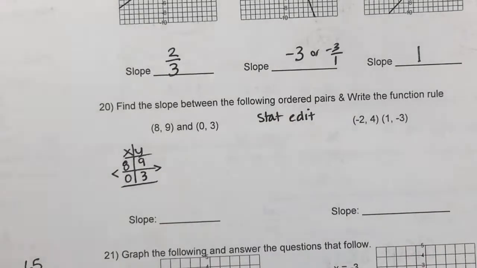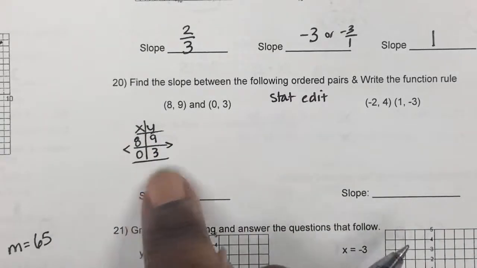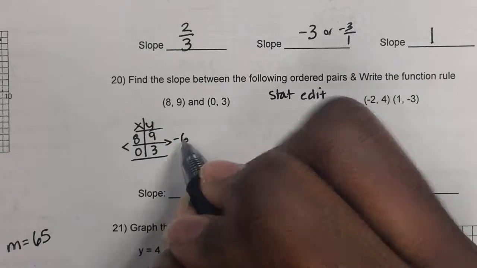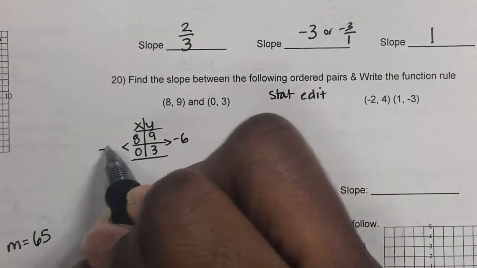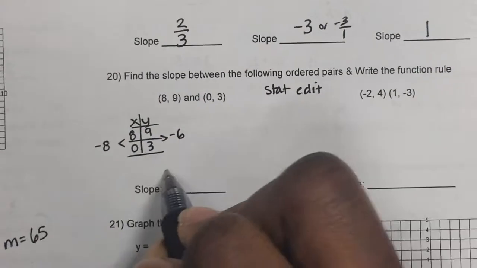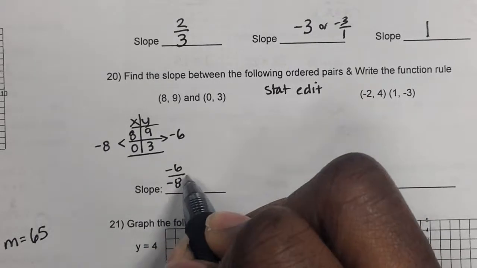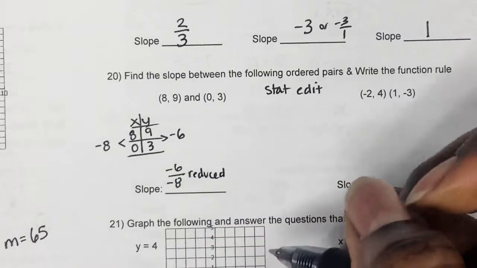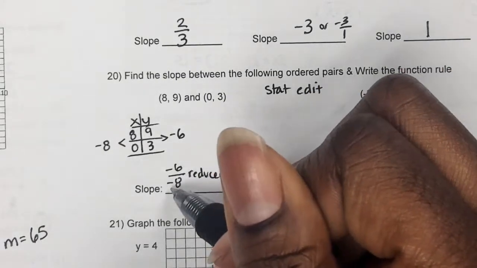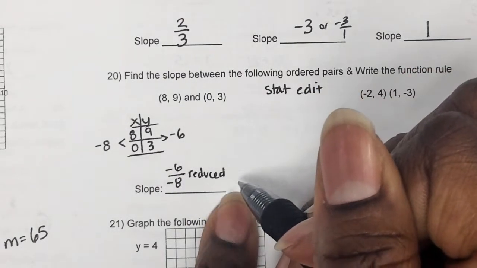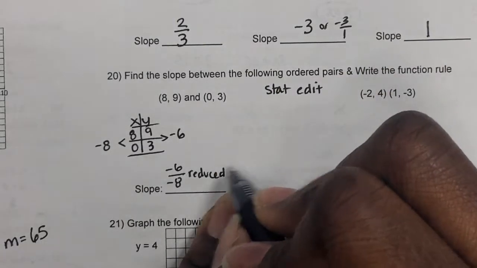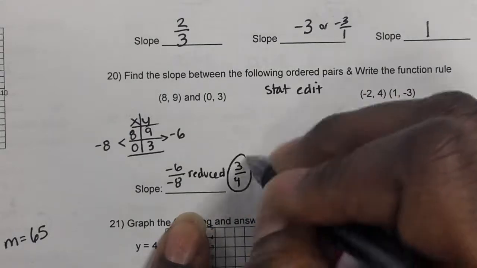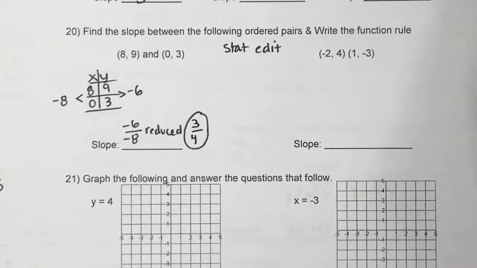Delta y over delta x. I just put 8, 9, 0, 3. That's one way to do it. How did 9 get to 3? I subtracted 6. How did 8 get to 0? I subtracted 8. So the slope is negative 6 over negative 8, but it needs to be reduced. Negative divided by negative, now that means the slope is actually positive. And that looks like it would be if I divide by 2, I get a 3. Divide by 2, I get a 4. So 3 over 4. Try that one yourself.